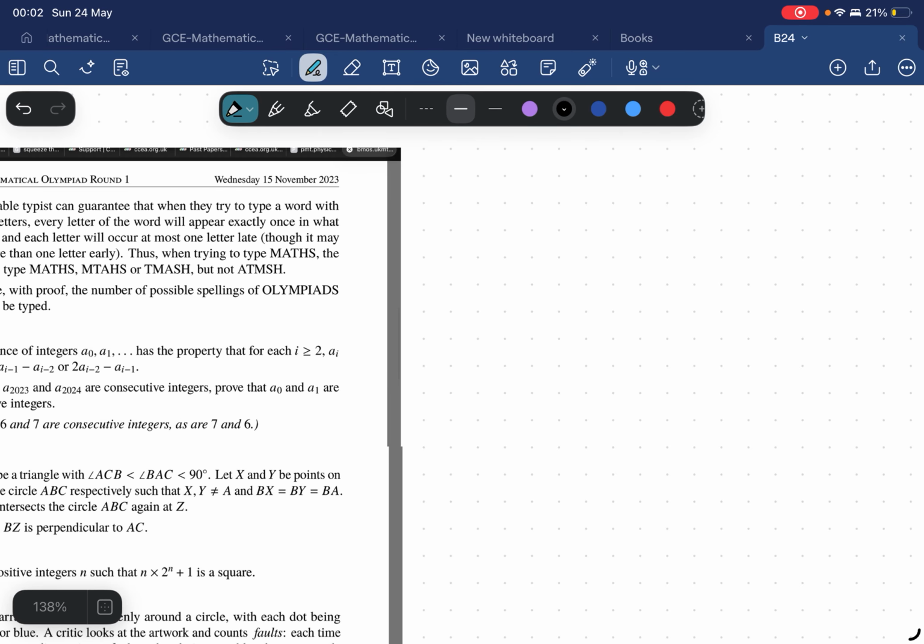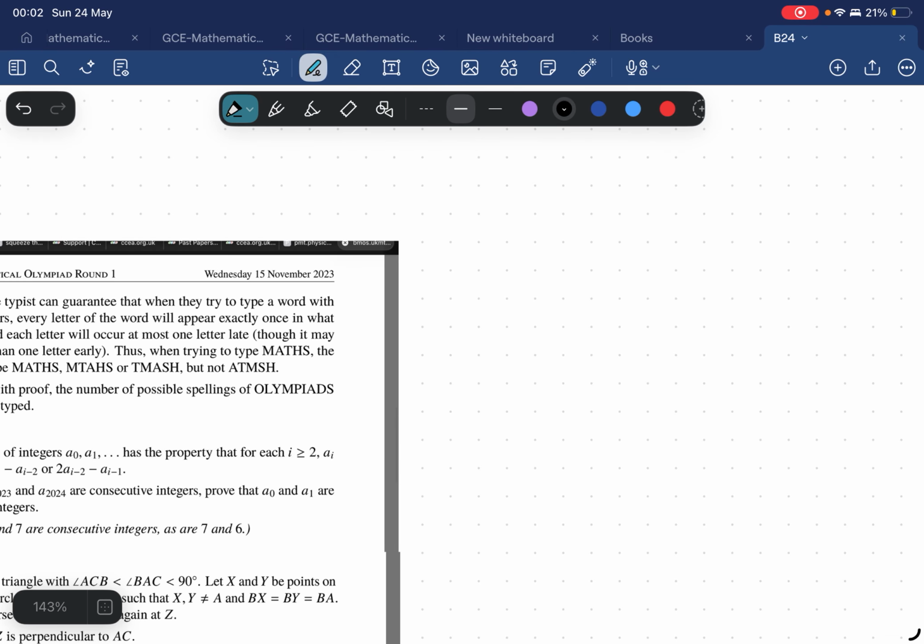Pen doesn't work. Shoot. Oh, even pen actually doesn't work. There it is. Okay.